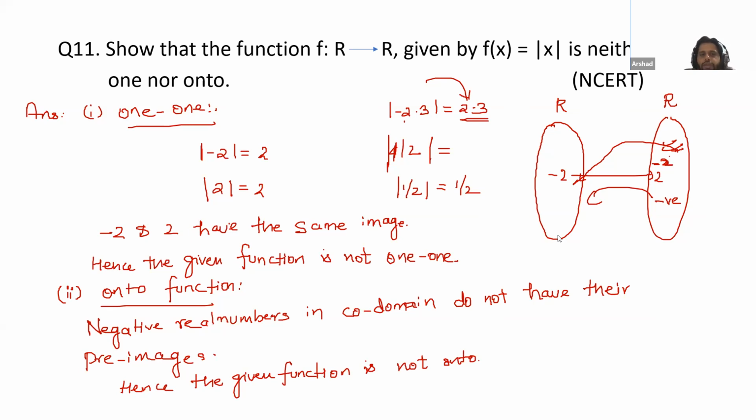Or you can give an example: -2, -4, -6 do not have their pre-images, hence it is not onto. That is also correct. So I hope this is clear to everyone.